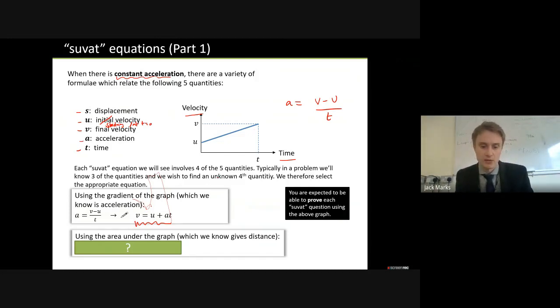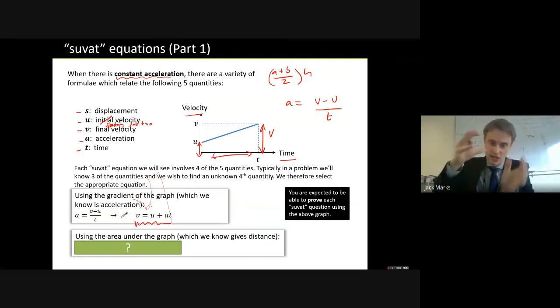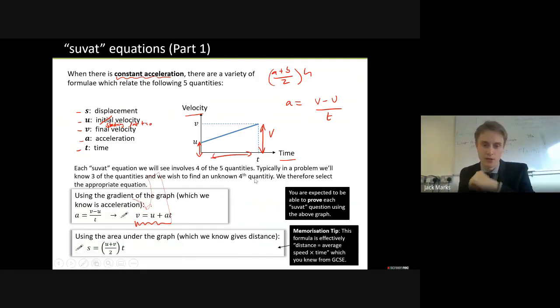What about area? We know that area gives us distance, or it also gives us displacement if it's in one direction. So for the area underneath, if we use the trapezium rule, calling this here u and this one here v, the trapezium rule is a plus b over 2 times height. My a is u, my b is v, and my height is actually turned; my height would be t. So you can end up getting this one here for the area under the graph. These are our first two SUVAT equations.